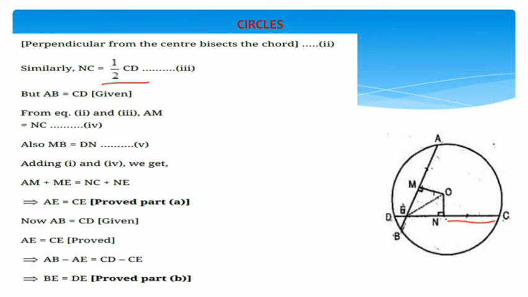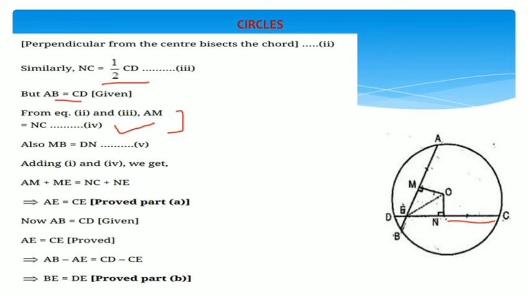Now see what we have got. AB equal to CD is given, and we have obtained that AM is half of AB, and CN is half of CD. So if we analyze all three results, we will get AM equal to CN, because AB equals CD in length. So this is a very important result. The lengths AM and CN are equal to each other.